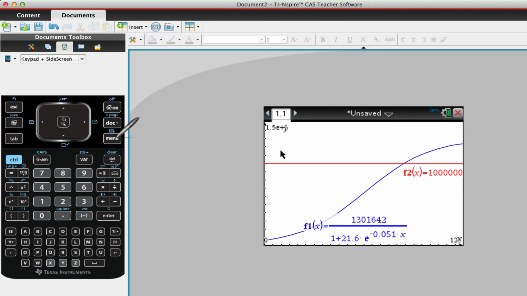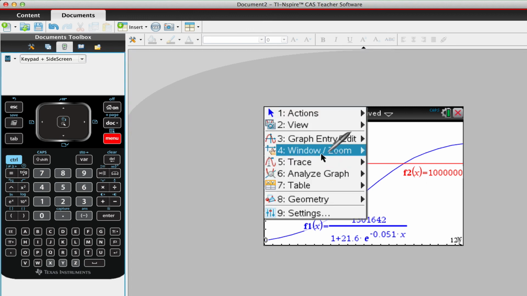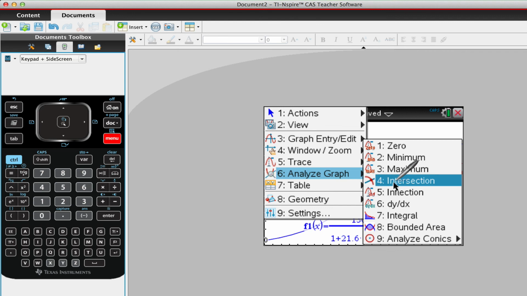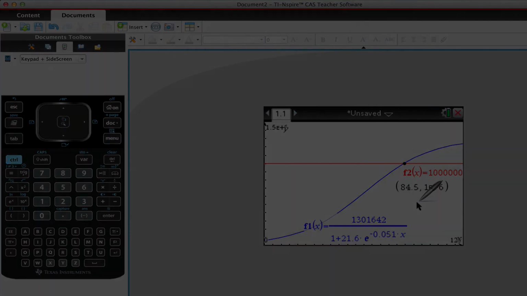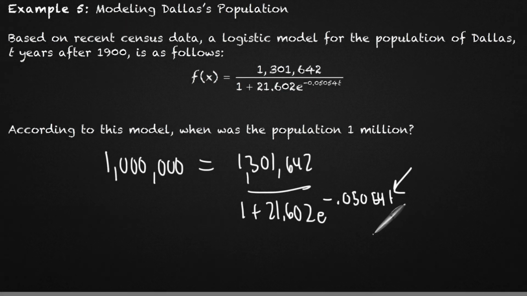Now all we need to do is find the intersection. So we're going to go ahead and do analyze graph, intersection. We're going to do left bound, right bound, and bingo, we have it. 84.5. Now that doesn't mean the 5th month, that means in the middle of the year, 1984. So our answer to this problem would be middle of 1984.